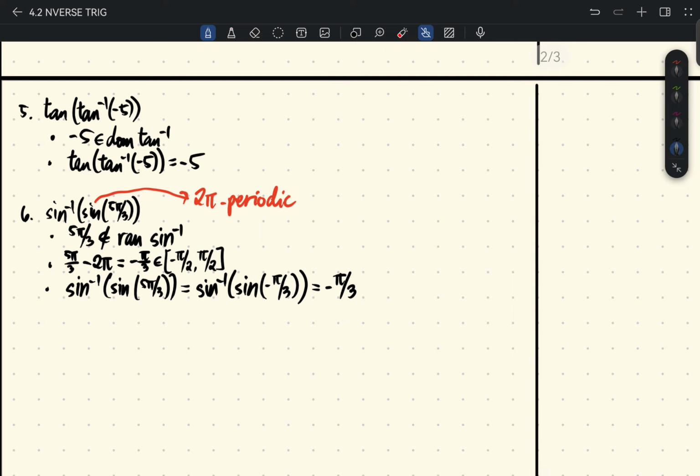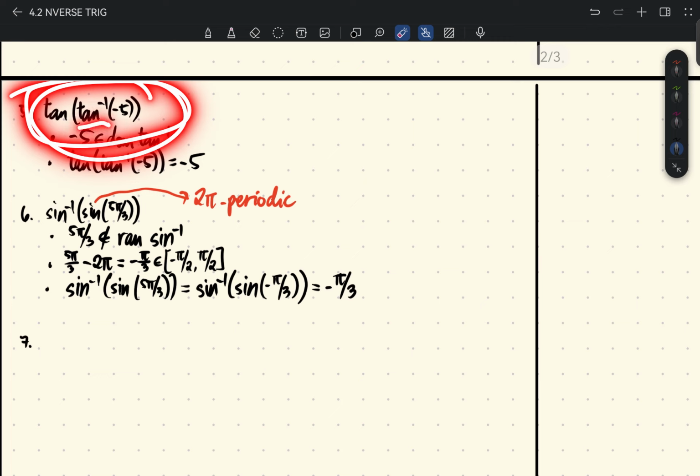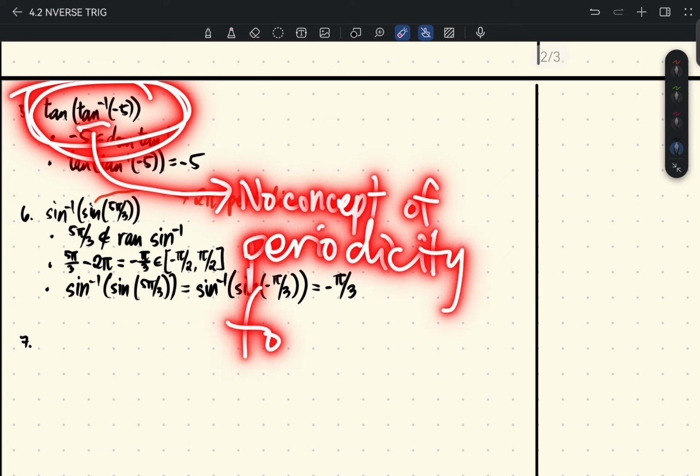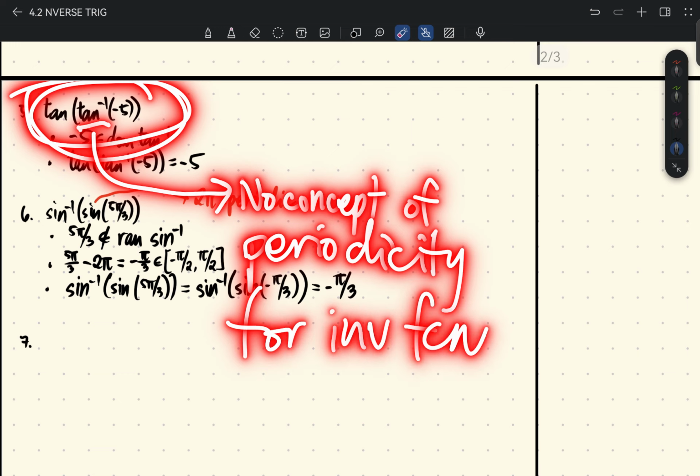So is this clear? If the function inside is your regular trigonometric function, you can invoke the periodicity of your trigonometric functions. However, the same cannot be said if we have functions of this kind where the inverse is inside, since for inverse functions we have no concept of periodicity. Okay?